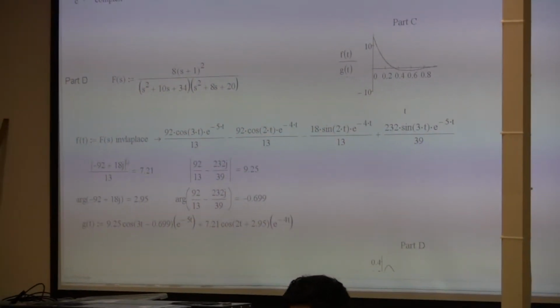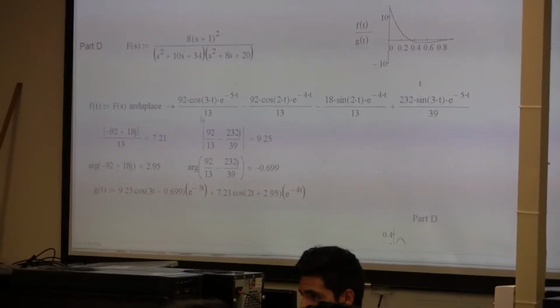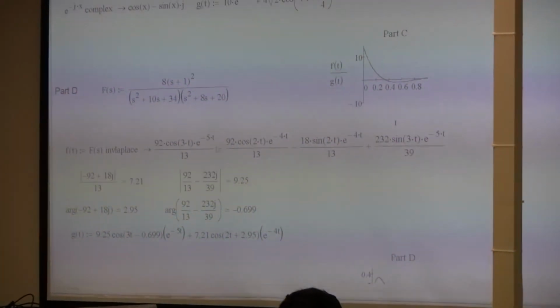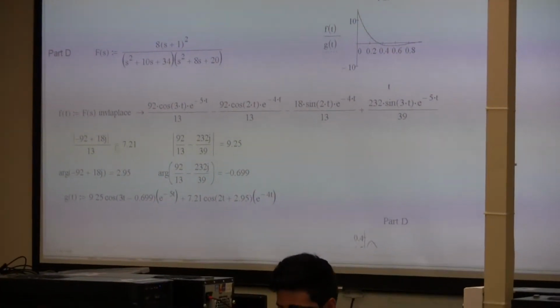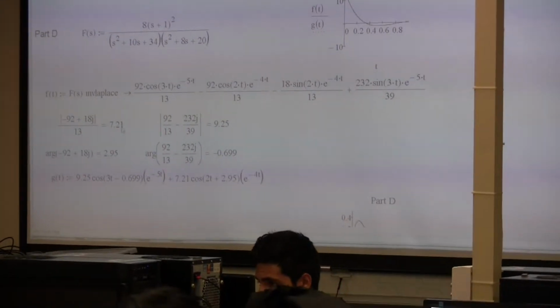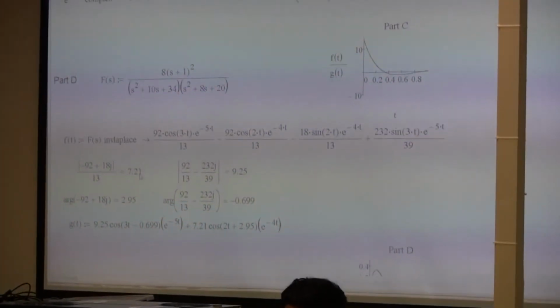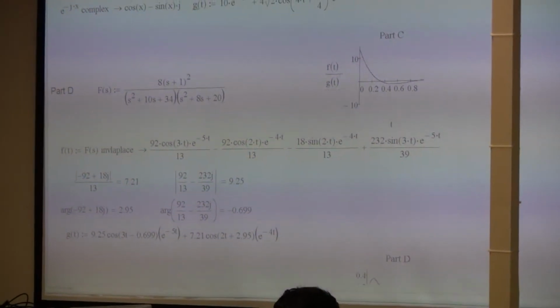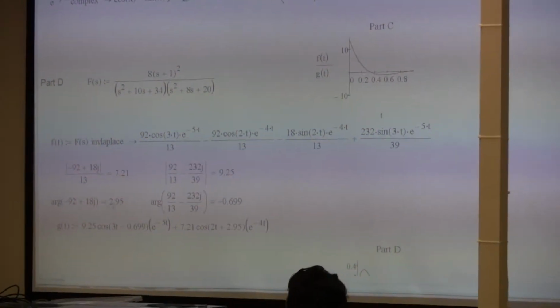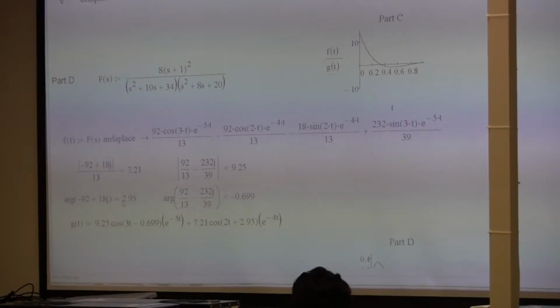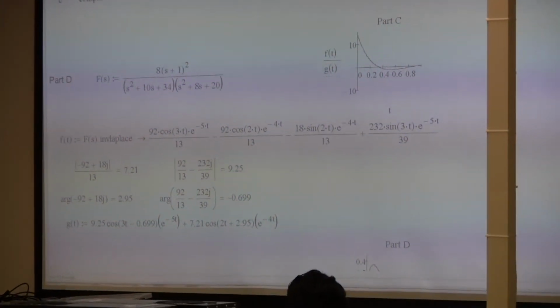And we take the magnitude of that. These things are all over 13, and so we're combining those to form the magnitude that we need for the first one. The argument of that will be this value, which will get us in radians 2.95.